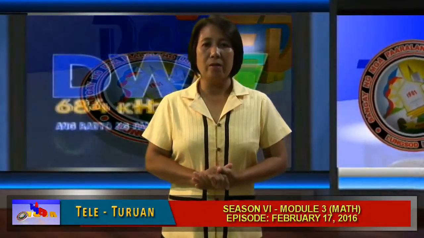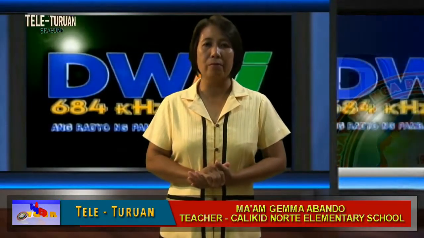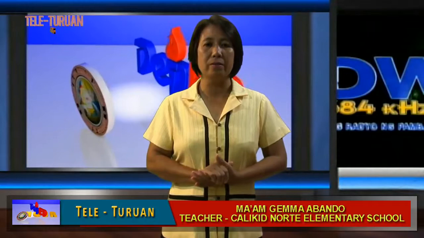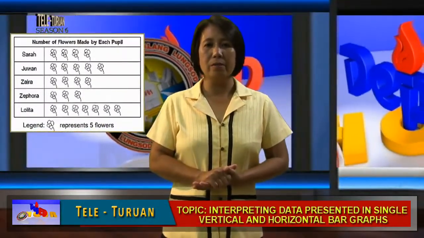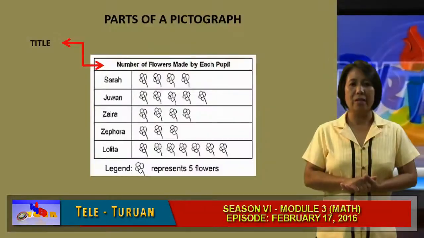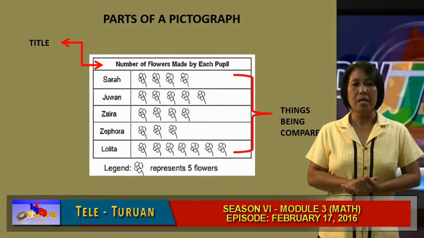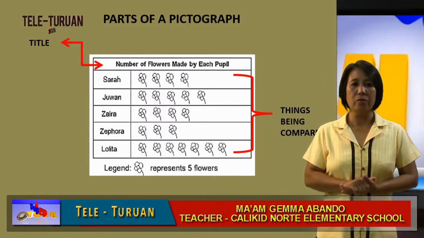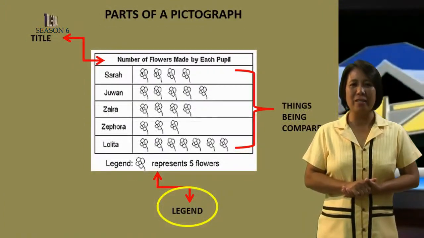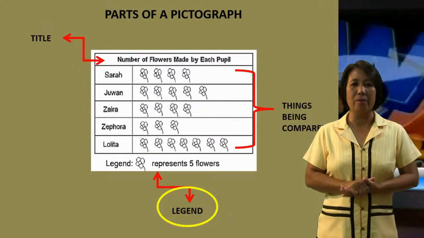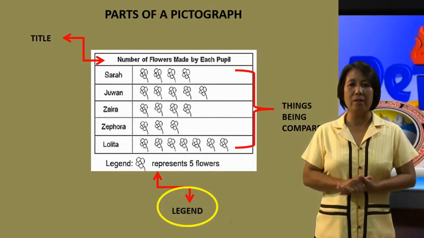Before we proceed to our lesson on bar graphs, let us look back to a form of graph we have already learned, the pictograph. Let us recall the parts of a pictograph. We have the title of the graph, the things being compared, in this case, the picture of flowers for each child, and the legend which tells us how much each flower represents. If you will notice, we need to have a legend.